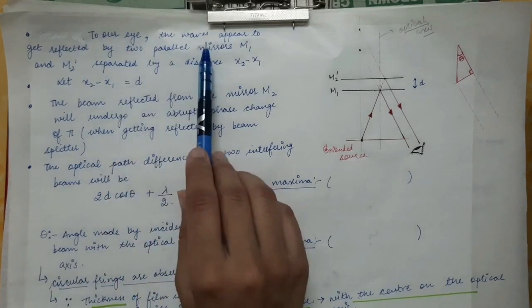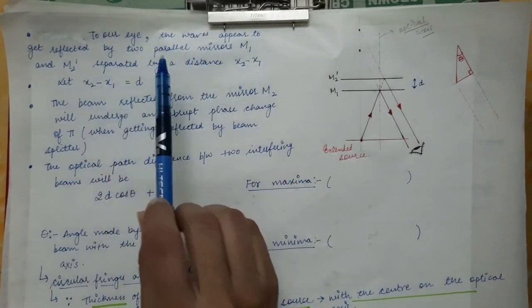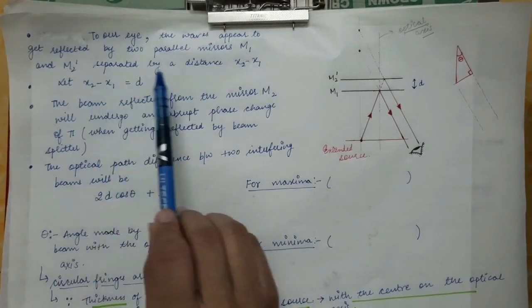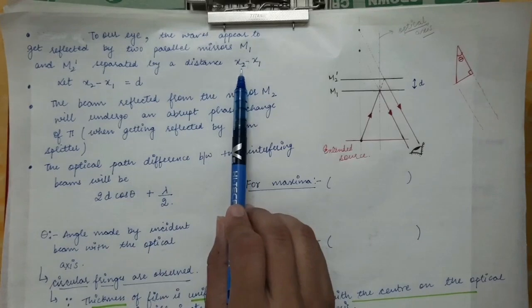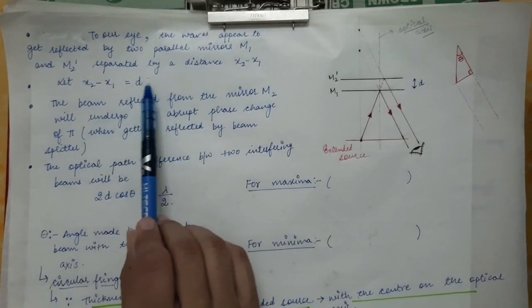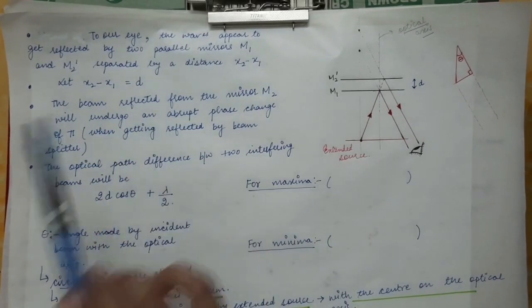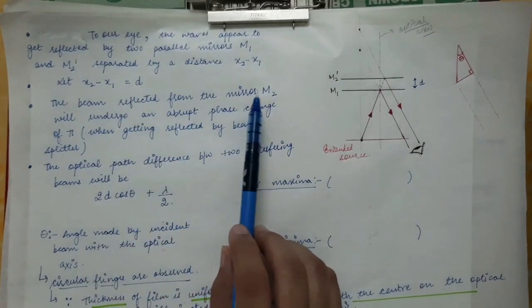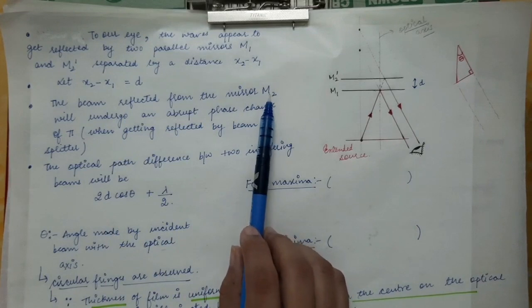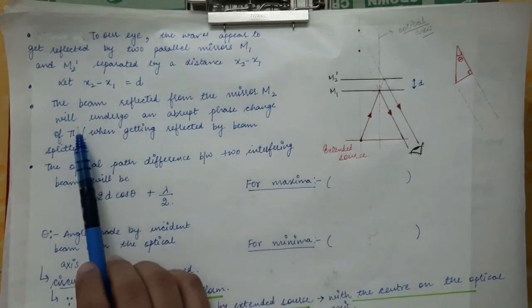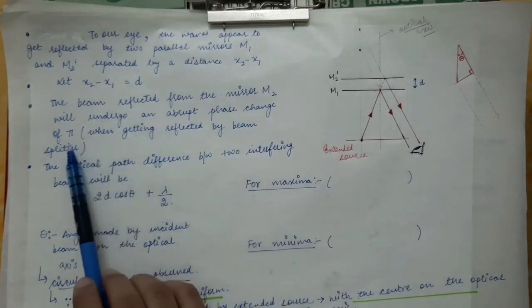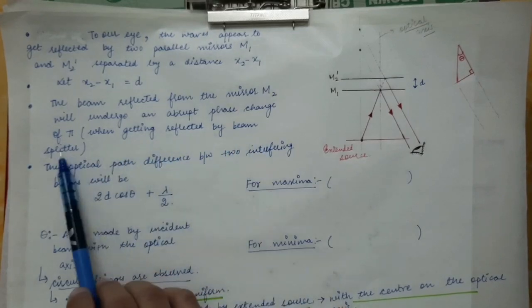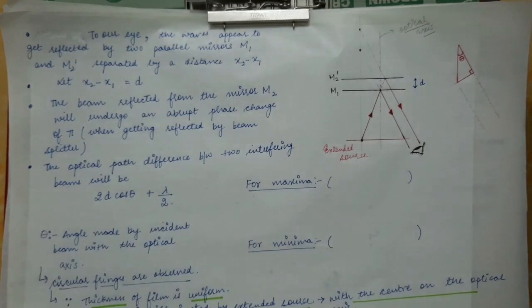So to the human eye, the waves will appear to get reflected by the two plane mirrors, M1 and M2 prime, and they are separated by a distance of x2 minus x1, which we take as equal to small d. The ray 4, which got reflected from the mirror M2, will undergo an abrupt phase change of pi, because it is getting reflected by the beam splitter. This I have already told you.